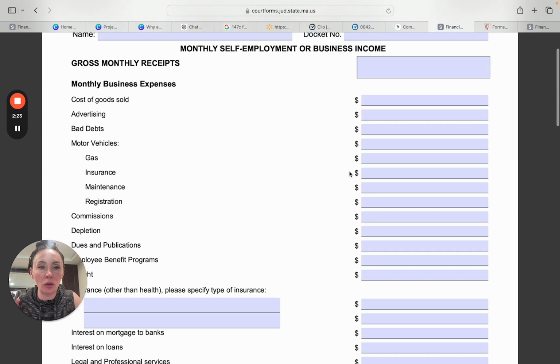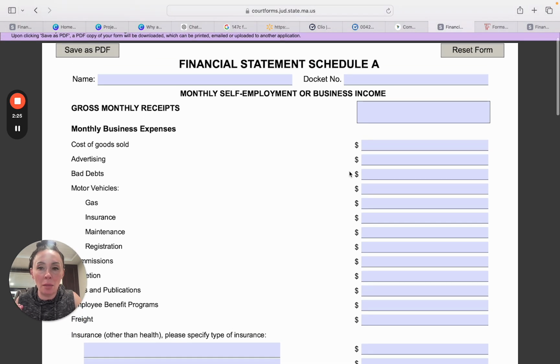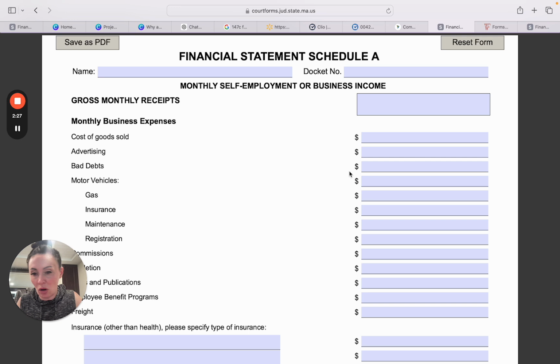But for purposes of today, I'm going to walk you through an example. We're going to call it a hypothetical pizza shop, which will be our business that we'll use as an example to fill out this sample financial statement Schedule A.